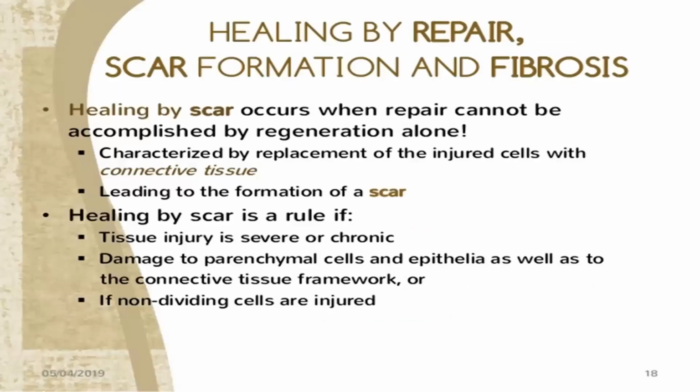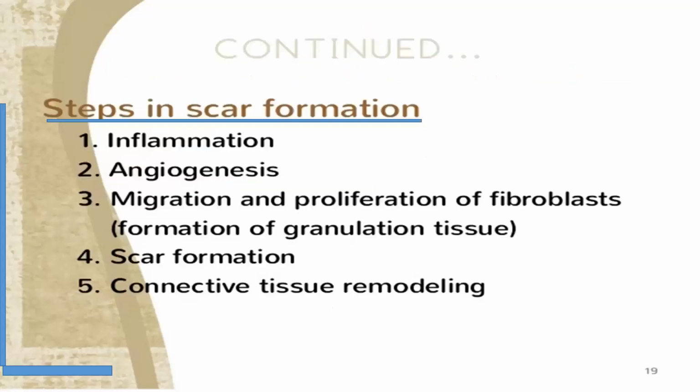Healing by repair, scar formation, and fibrosis. Healing by scar occurs when repair cannot be accomplished by regeneration alone, characterized by the replacement of the injured cells with connective tissue, leading to the formation of the scar. Healing by scar is the rule if the tissue injury is severe or chronic, with damage to parenchymal cells and epithelia as well as to the connective tissue framework, or if non-dividing cells are injured.